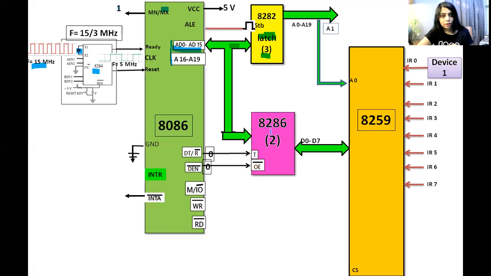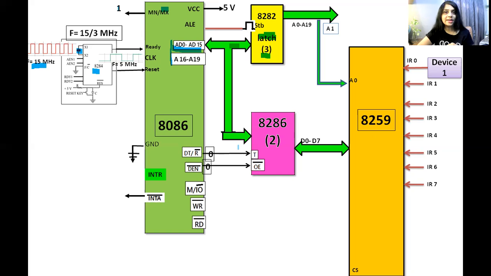This is the 8286 bus transceiver IC, which is connected to the data bus of 8086, and this side is connected to D0 to D7 data bus of 8259. Now these are only buffers. It is used to transmit and receive the data or information. This 8286 decides the direction of data flow.